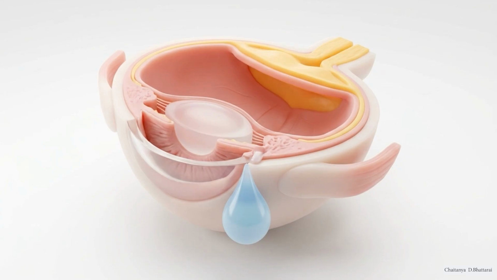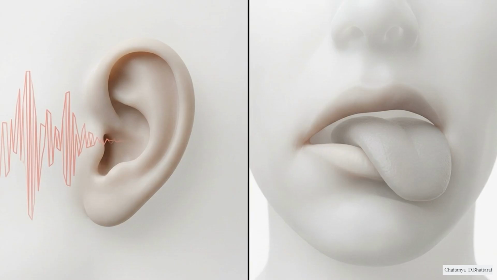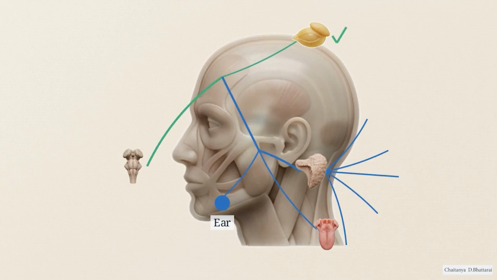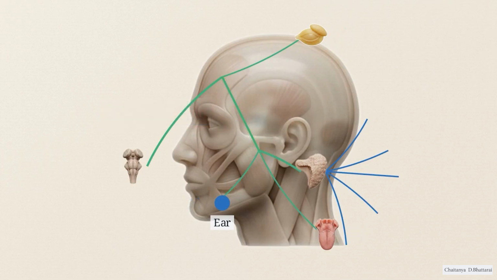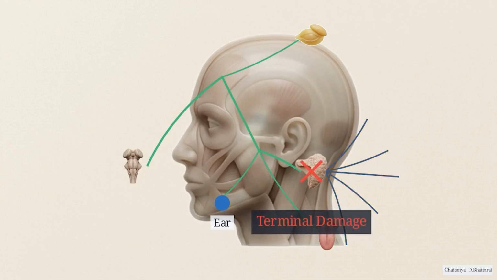Consider a specific clinical presentation along the pathway. A patient presents with normal tear production, but they exhibit hyperacusis, extreme sound sensitivity, along with a loss of taste and a facial palsy. Because tears are normal, but taste and sound regulation are compromised, the damage is trapped in the exact anatomical space between the geniculate ganglion and the second genu. Finally, an isolated facial palsy with absolutely no other sensory or secretomotor symptoms indicates terminal damage way out at the end of the line, inside the parotid gland.